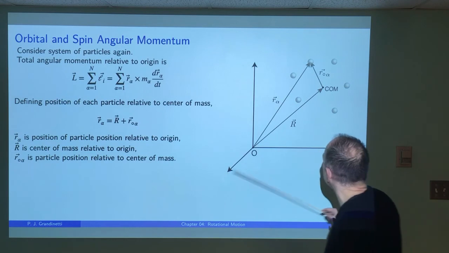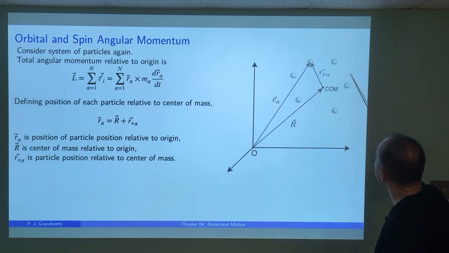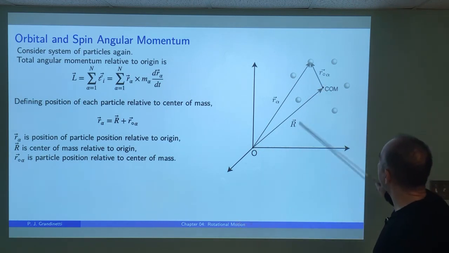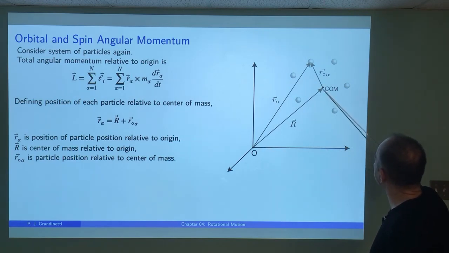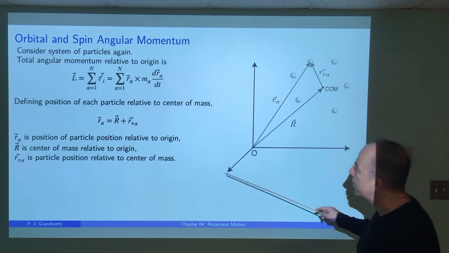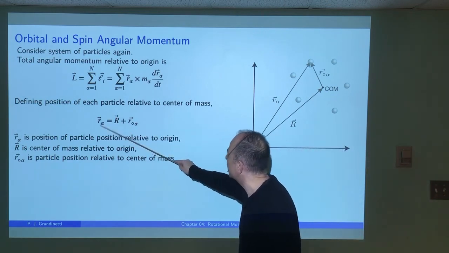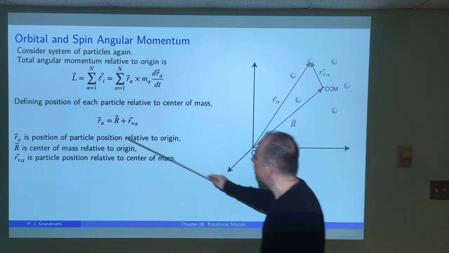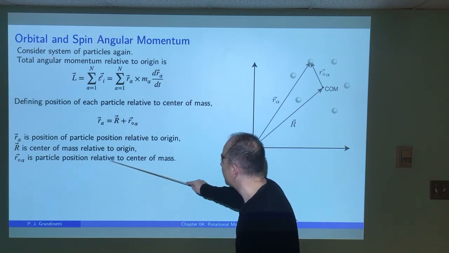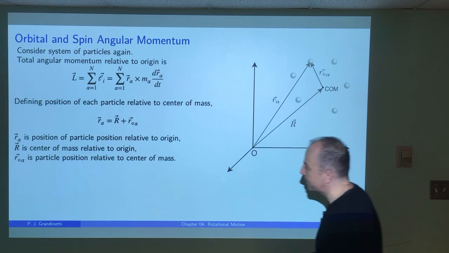The reason I'm doing that is because I'm going to take my system of particles, just like we did in the first chapter, and define the center of mass for that system of particles. Then we define the center of mass vector and a vector from the center of mass out to each of the particles. So I'm going to write the position vector in my coordinate system as the center of mass vector plus the position vector relative to the center of mass.